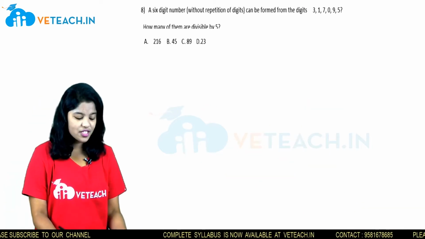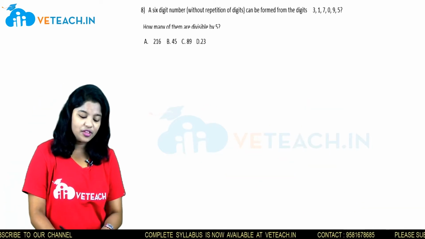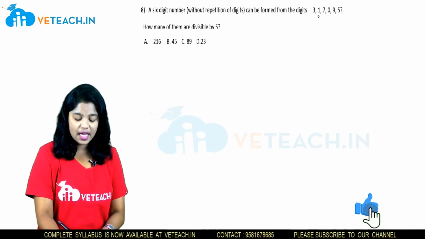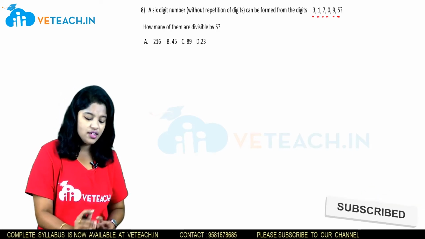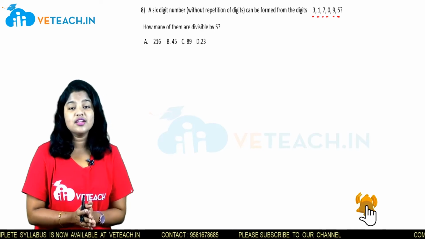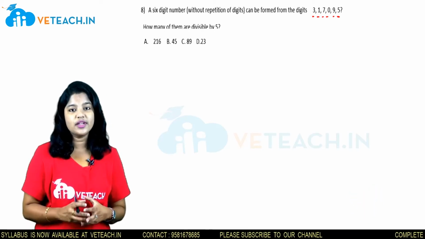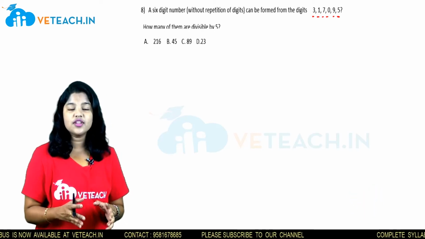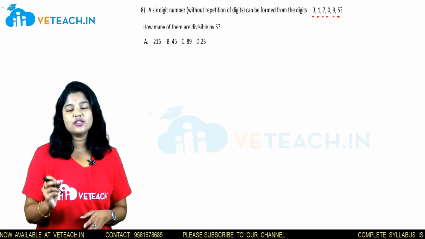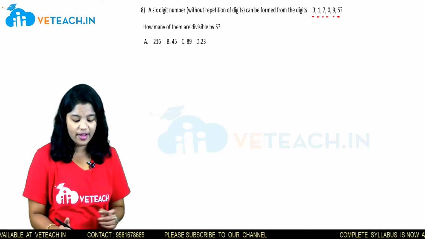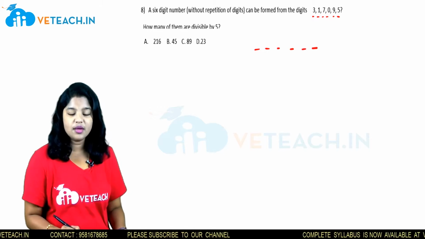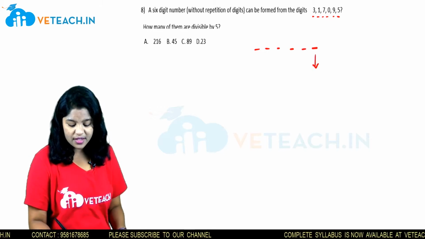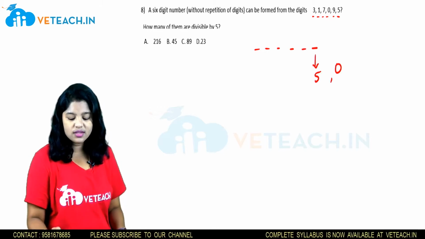So see the next question. A 6-digit number without repetition of digits can be formed from the digits 3, 1, 7, 0, 9, 5. How many are divisible by 5? First of all, when a number needs to be divisible by 5, it should satisfy the condition that the last place of the digit should be either 0 or 5. So here they have told us to form a 6-digit number. So the last digit may be either 5 or 0.